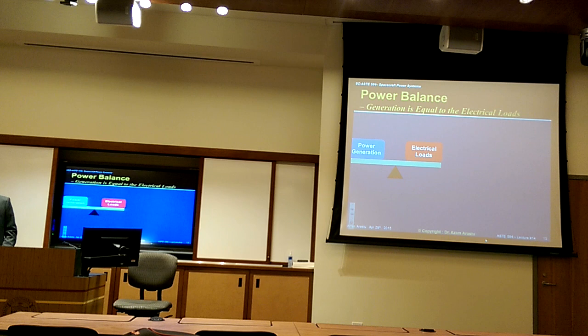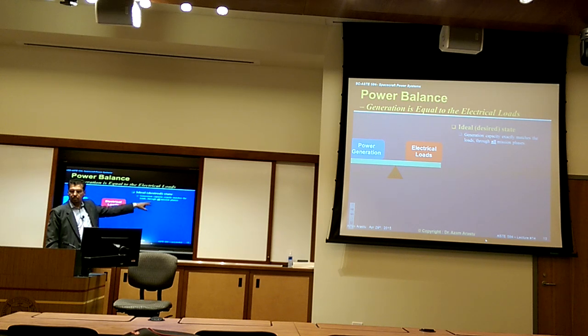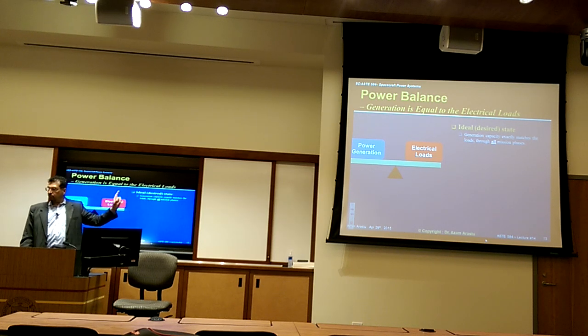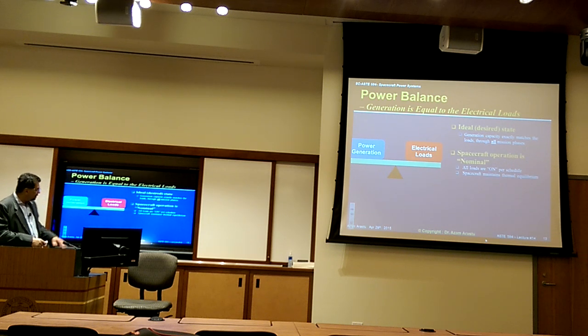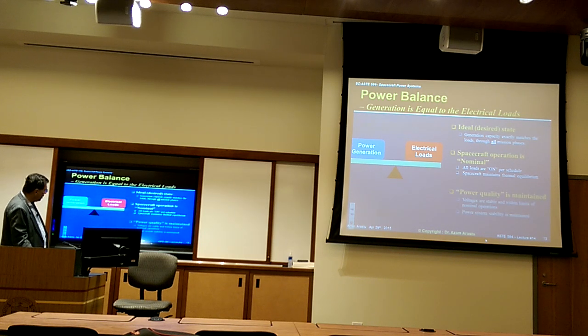And that's true with any system, terrestrial or in space, there's no difference. This is an ideal state where the generation capacity exactly matches the load, again through all mission phases, and instantaneously also. Otherwise you have problems, you lose power quality. That's where you want to go. So this is nominal spacecraft operation. Again, under all phases, under normal operations, whether I'm doing transfer orbit or anything else, that's what you want to make sure of. This is the case where your power quality is maintained.